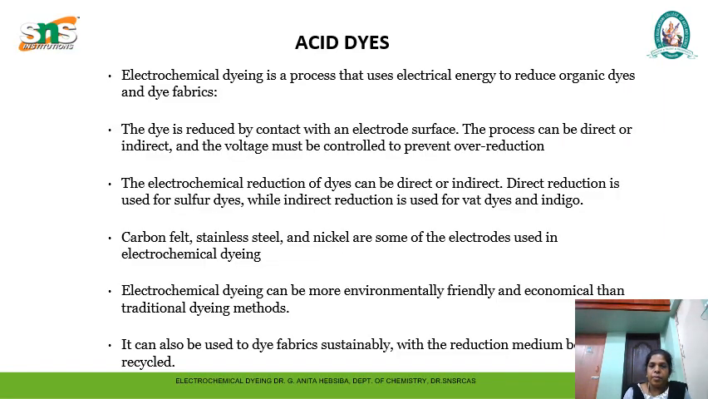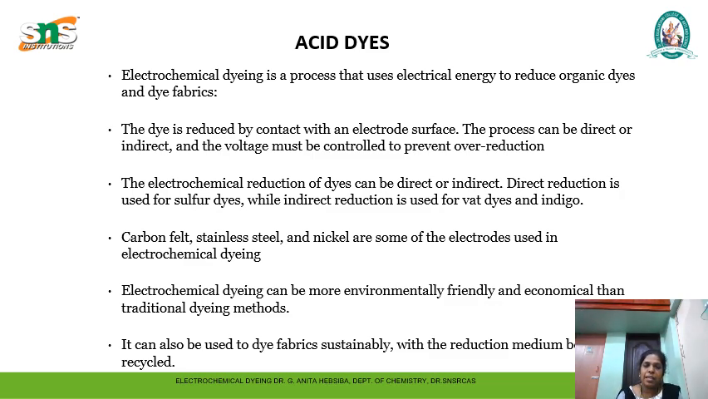Electrochemical dyeing is a process that uses electrical energy to reduce organic dyes and dye fabrics. The dye is reduced by contact with an electrode surface, not chemicals. The process can be direct or indirect, and the voltage must be controlled to prevent over-reduction. The electrochemical reduction of dyes can be direct or indirect. Direct reduction is used for sulfur dyes, while indirect reduction is used for vat dyes and indigo dyes.